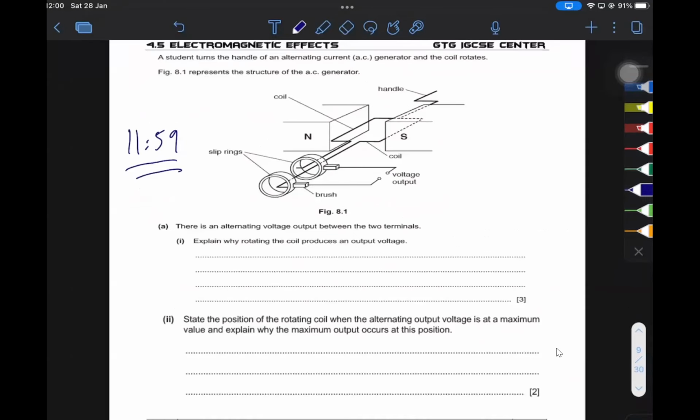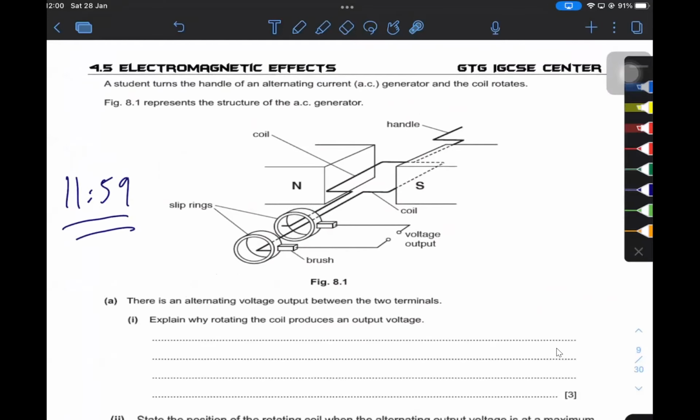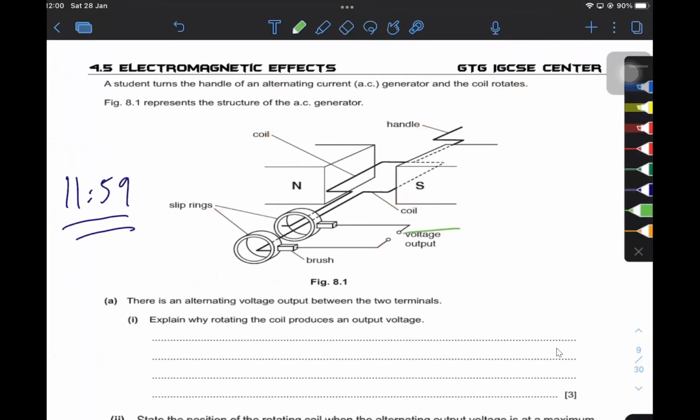Okay. Look at this question here, boys and girls. What do they want from you? A student turns the handle of an alternating current generator and the coil rotates. Figure 8.1 shows the structure of the AC generator. There's the coil, the handle, the slip ring, and the voltage output, which is usually where you connect your electrical device. There is an alternating voltage output between the two terminals.